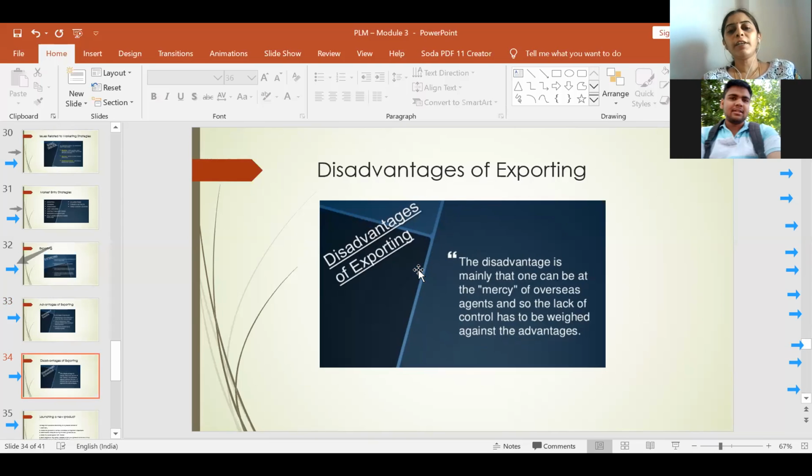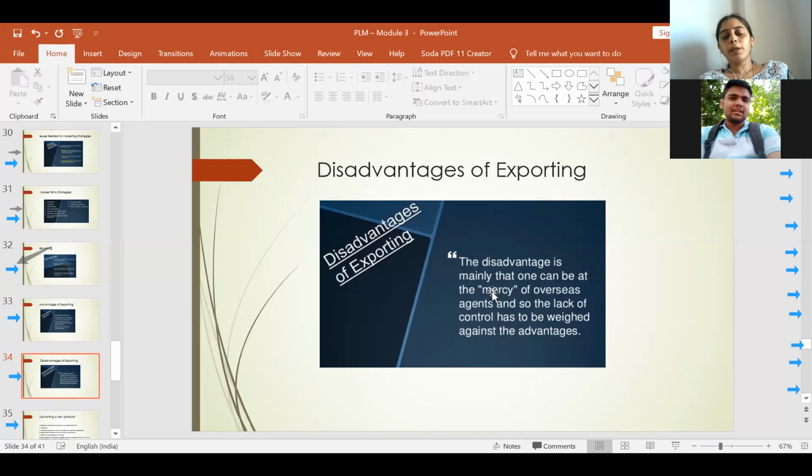So one disadvantage related to exporting, you have to understand. The disadvantage is mainly that one can be at the mercy of overseas agents, and so the lack of control has to be weighed against the advantages.